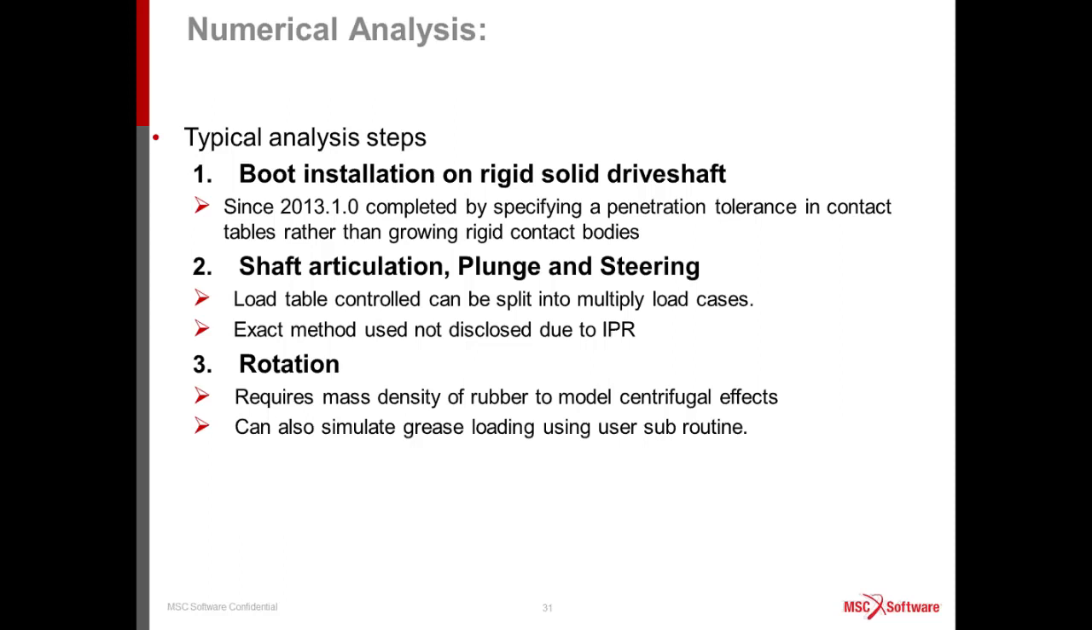The exact method that we use for doing the combinations of these features is something we tend not to disclose, as we find it gives us quite an advantage. You can also then apply a final load case to look at the rotation. As long as you know the mass of the rubber that you've manufactured from, you can run a self-centrifugal effect on the rubber to see what the deformation due to rotation is going to cause. You can also apply grease loadings by selectively applying mass in contact areas behind the boot, and you can apply the rotational effects to this as well.